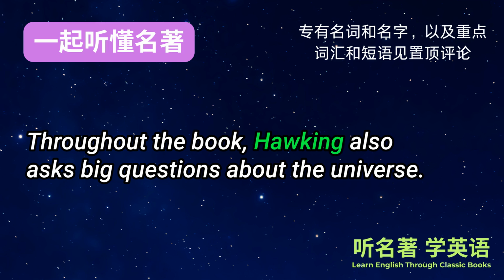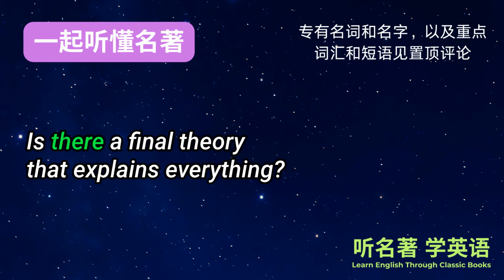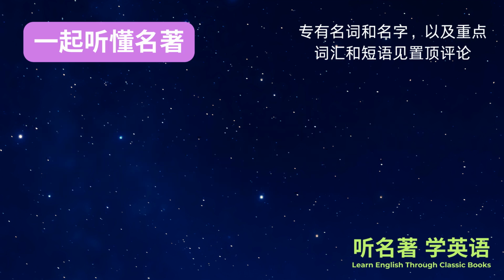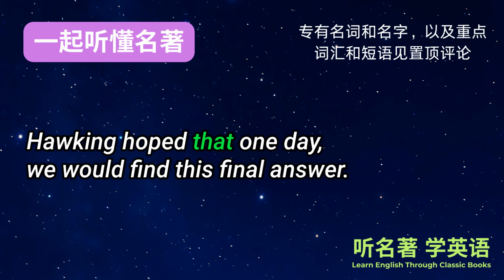Throughout the book, Hawking also asks big questions about the universe. Does the universe have a purpose? Is there a final theory that explains everything? He talks about the search for a theory of everything, a single set of rules that could explain all the forces in nature. Scientists have found rules for gravity, electricity, and nuclear forces, but they have not yet found a way to combine them into one complete theory. Hawking hoped that one day we would find this final answer.